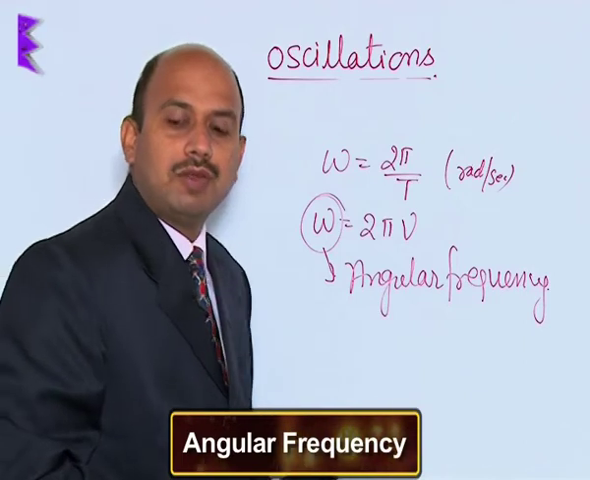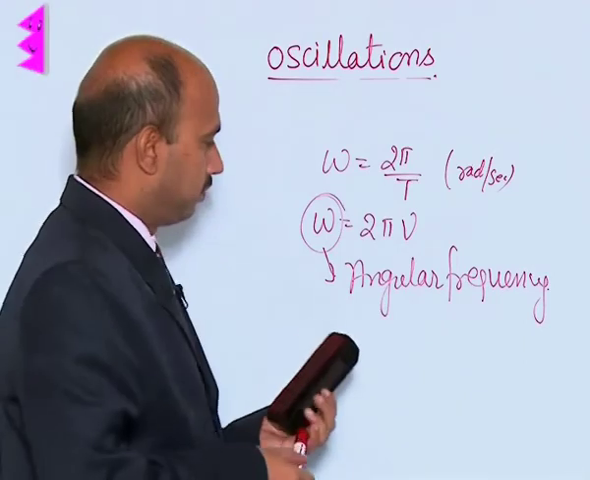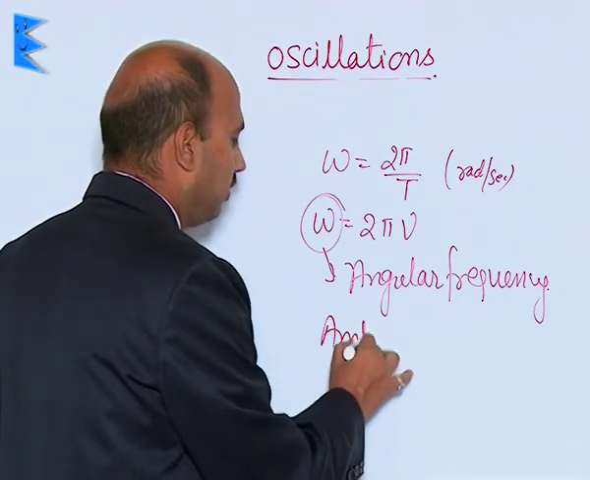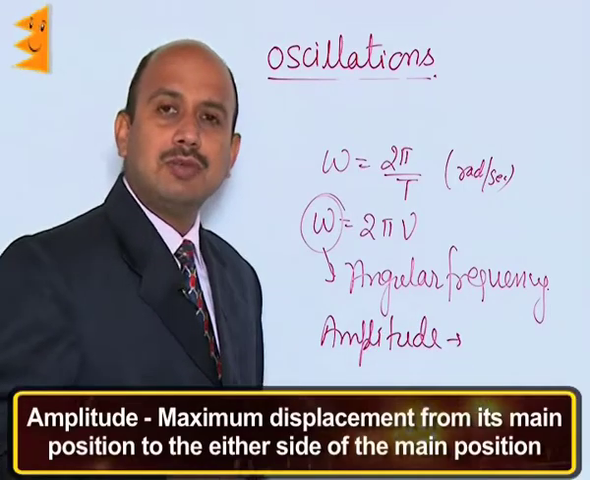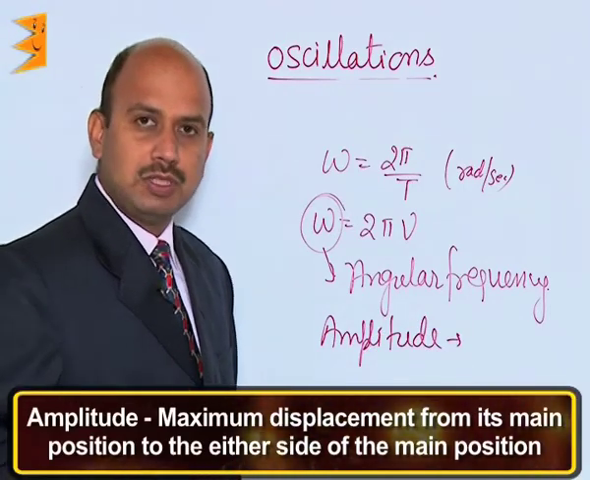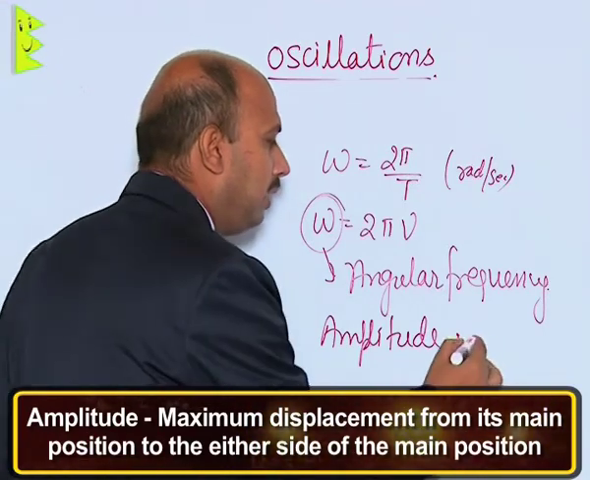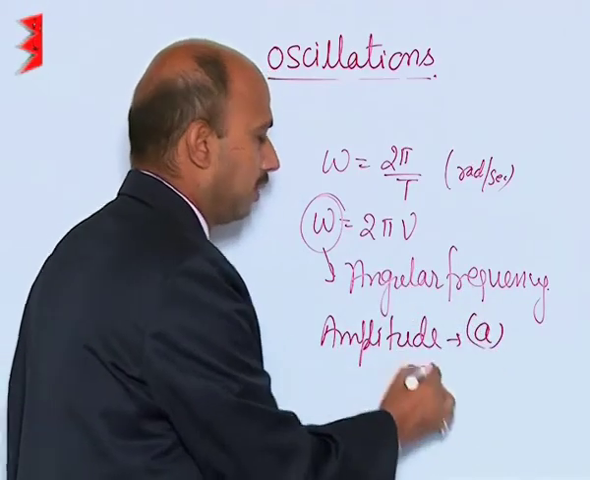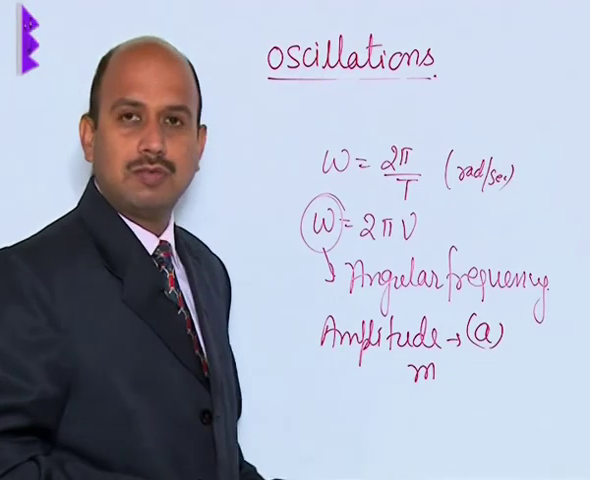After angular frequency, one more important point is amplitude. What is amplitude? It is the maximum displacement from the mean position to either side of the mean position. Generally we represent it by A, and it is measured in meters. So these are some basic terminology for this chapter.